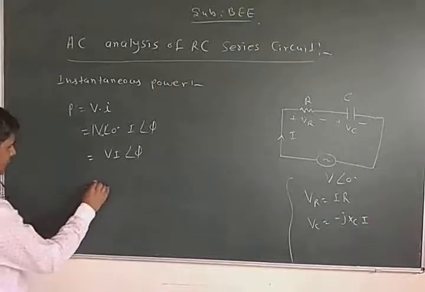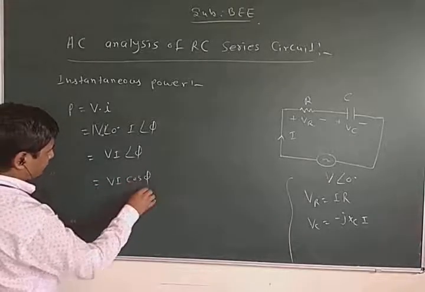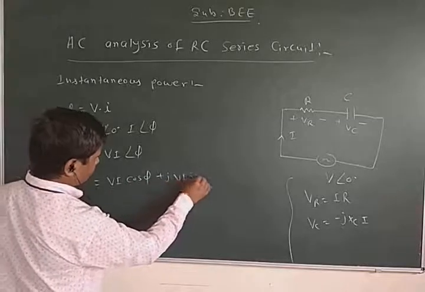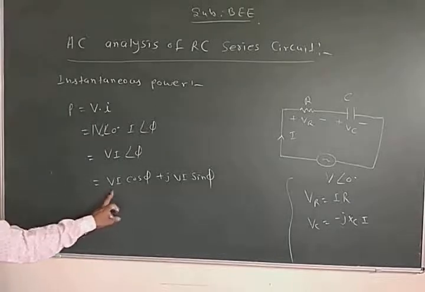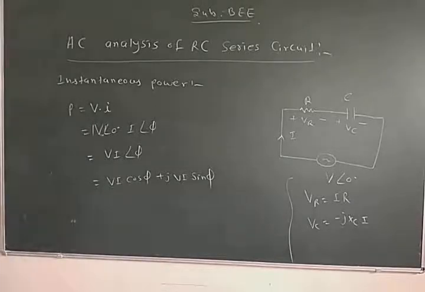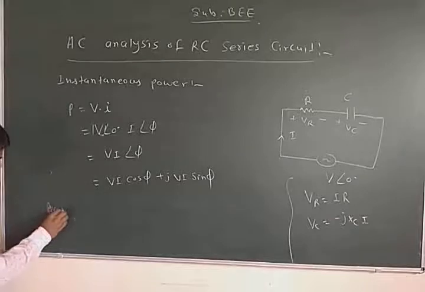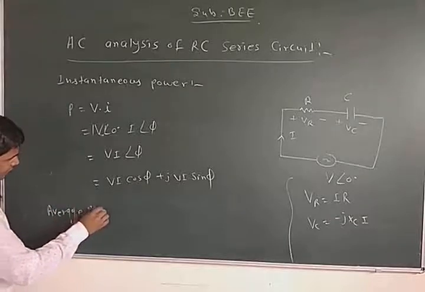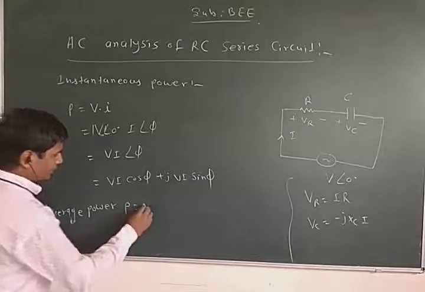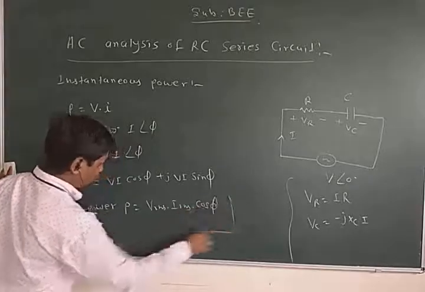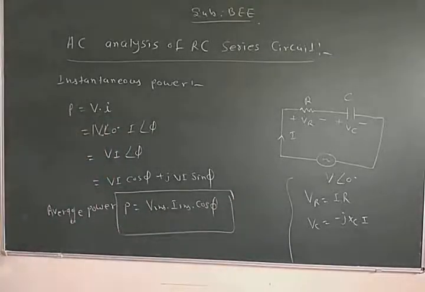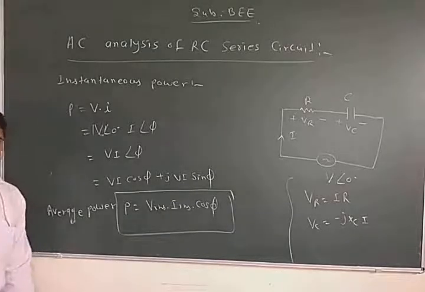We can also write VI cos phi plus j VI sin phi, where V is the RMS value of voltage and I is the RMS value of current. So we can also write average power P is equal to VRMS IRMS cos phi. Reactive power is VI sin phi.